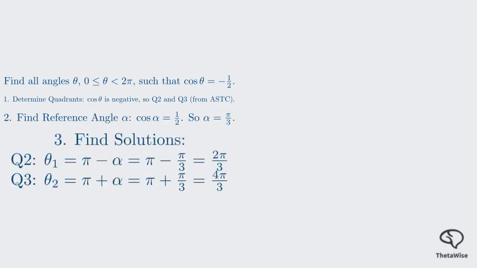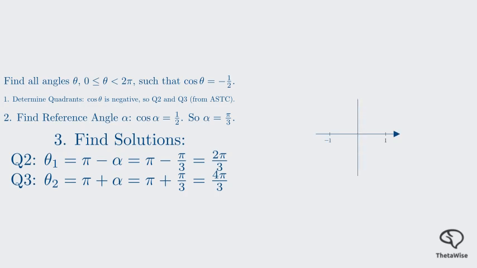Now we use this reference angle to find the two solutions. For quadrant 2, the formula is π minus the reference angle, so θ1 equals π minus π/3, which equals 2π/3. For quadrant 3, the formula is π plus the reference angle, so θ2 equals π plus π/3, which is 4π/3. So the two angles are 2π/3 and 4π/3. We can check these on the unit circle. Let's verify this using a unit circle diagram.